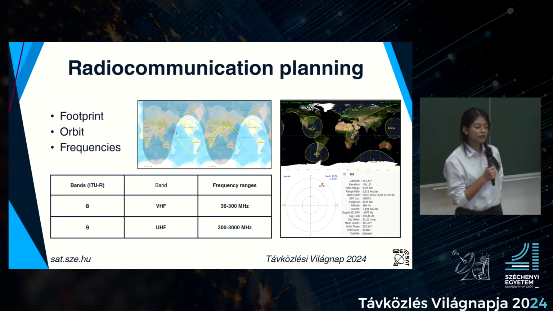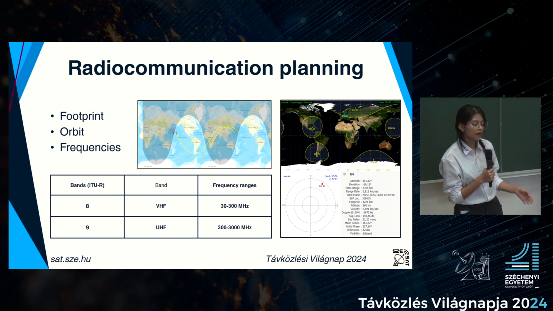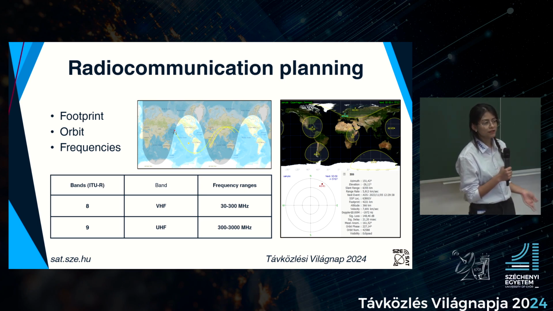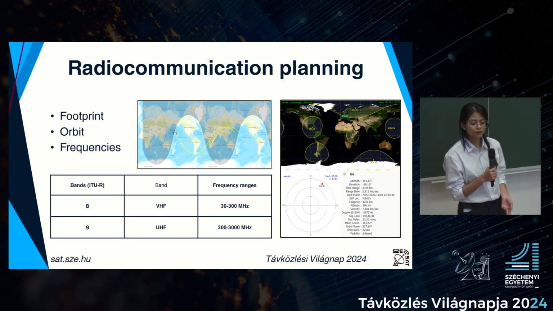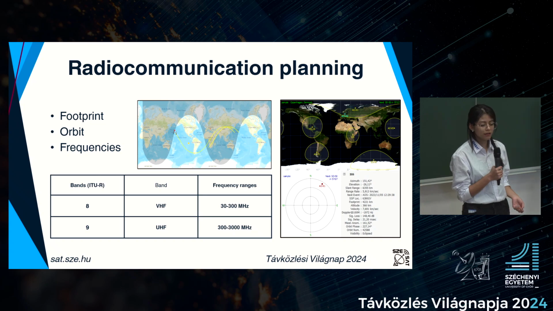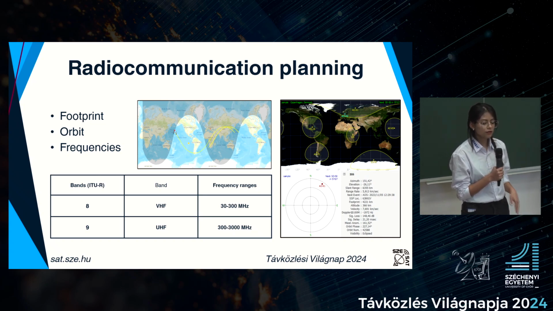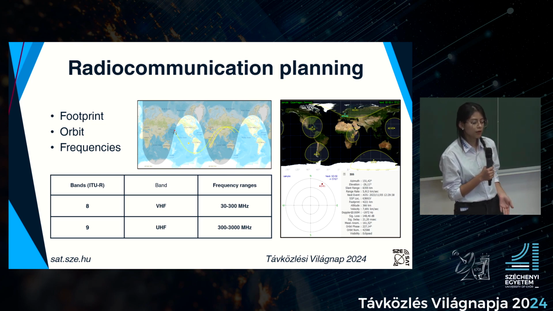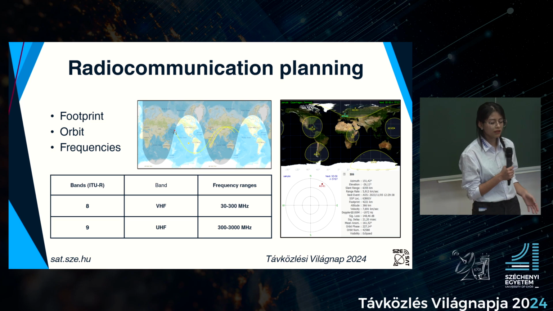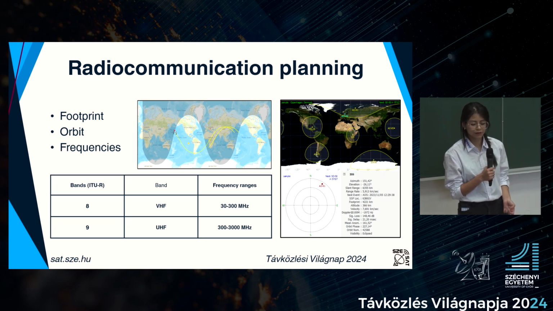In the radio communication planning, first we need to know the footprint. The footprint is the region of the Earth's surface encompassed by the signal transmitted via satellite. In the case of the ISS, the footprint is 4,221 kilometers, and the ISS is in the LEO orbit. And then we need to know the frequencies that we need to communicate. We use the bands from E2: band 8, with very high frequency, and band 9, with ultra high frequency.